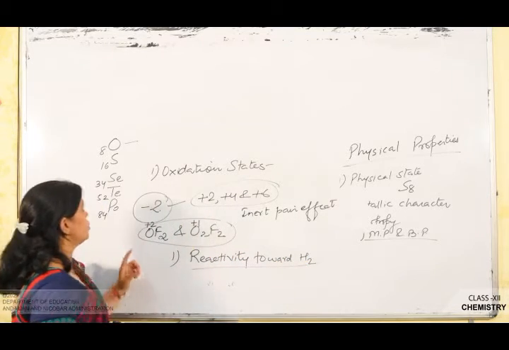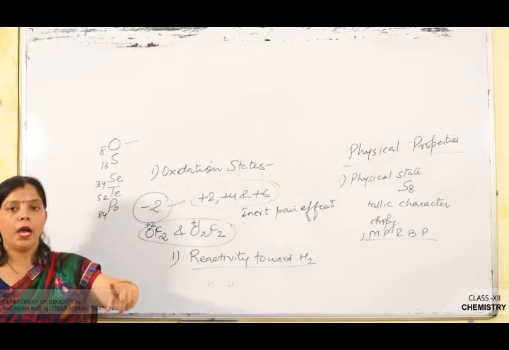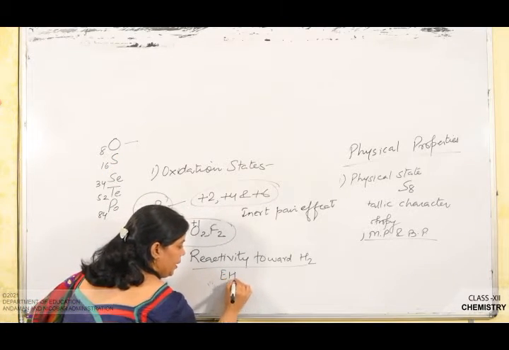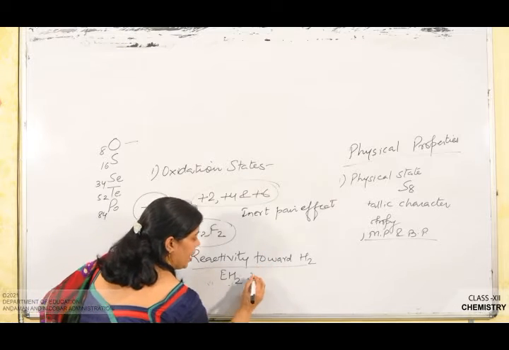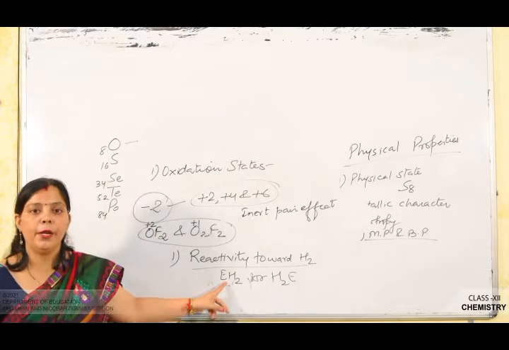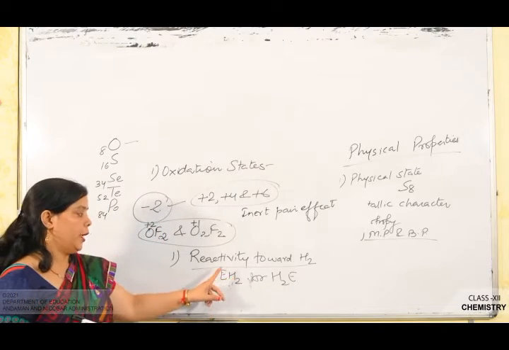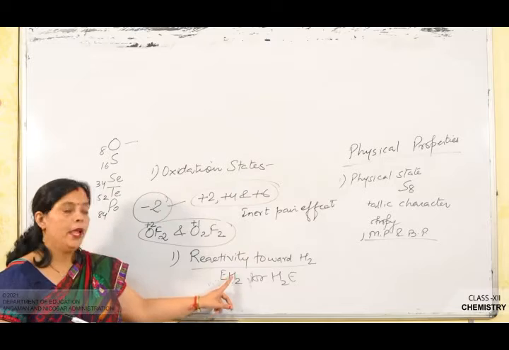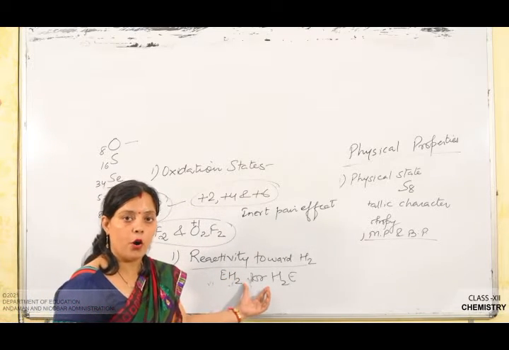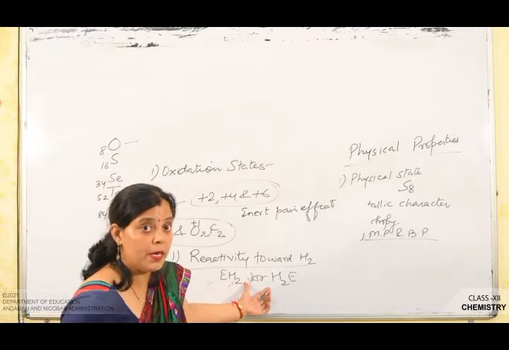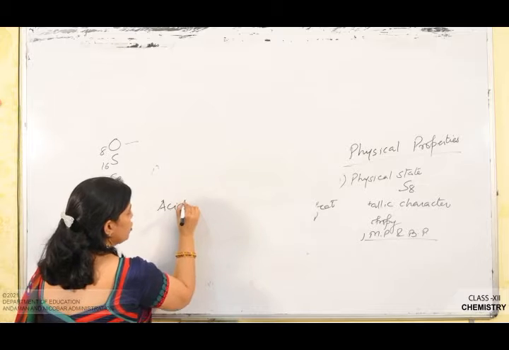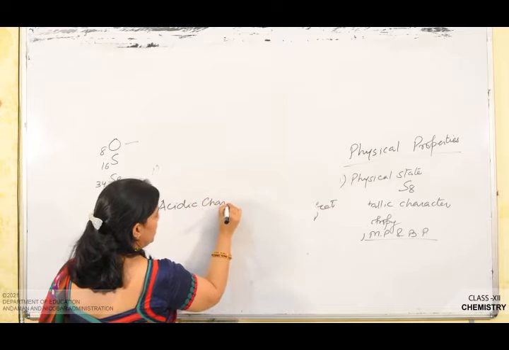So when the elements of group 16 combine with hydrogen, they form hydrides of the type EH2, or we can write it as H2E. Here E is the element of group 16, that is H2O, H2S, H2Se. First we discuss the acidic character of the group 16 elements' hydrides.